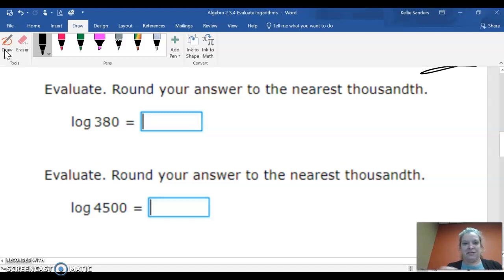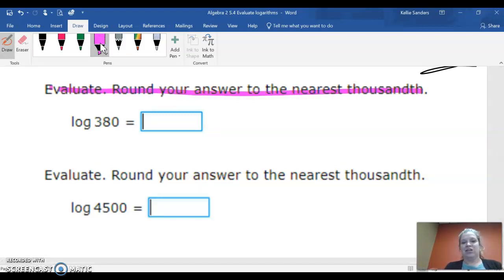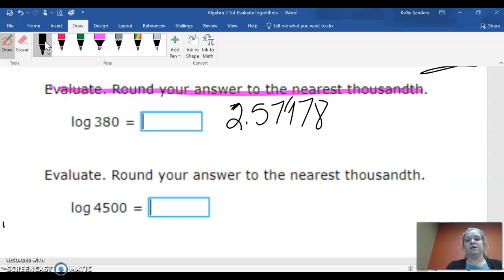And if that wasn't easy enough, we are going to use our calculator. We're going to grab our handy dandy calculator. There is a log button, and the log button is right underneath your second button. And on these calculators, you're going to turn it on first, and then press log, and then do 380 and equals, and we're going to get 2.57978 to the nearest thousandth.